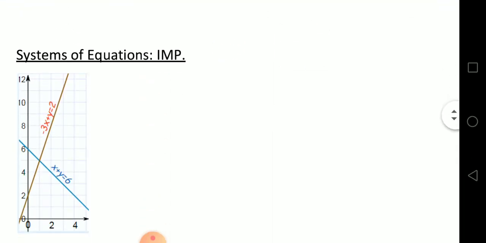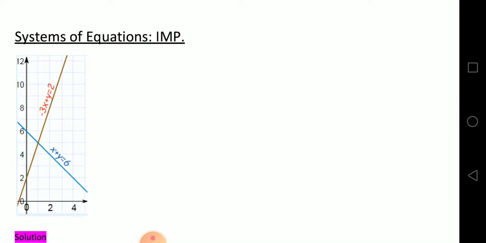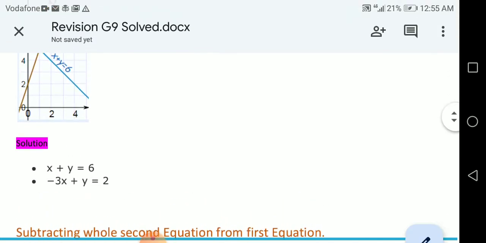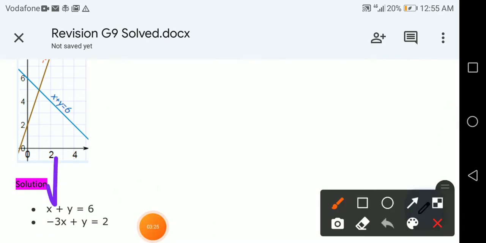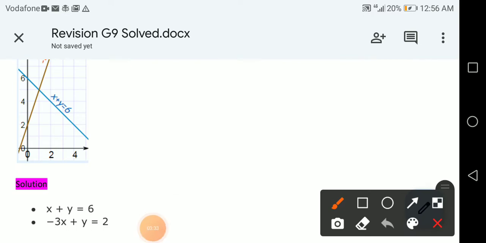Let's have here systems of equations. A quick revision about that. If he asks me to find the value of x and y, it's very easy. We have here two equations. The first step, I will have to put x's under each other and y's under each other and then solve the equation. I want to eliminate just one variable, which is easier to eliminate. We have here x and negative 3x, and positive y and positive y.